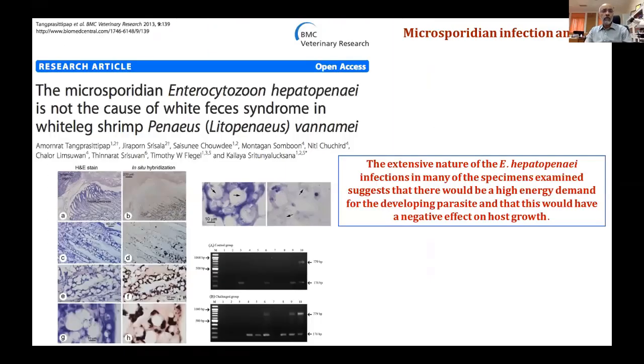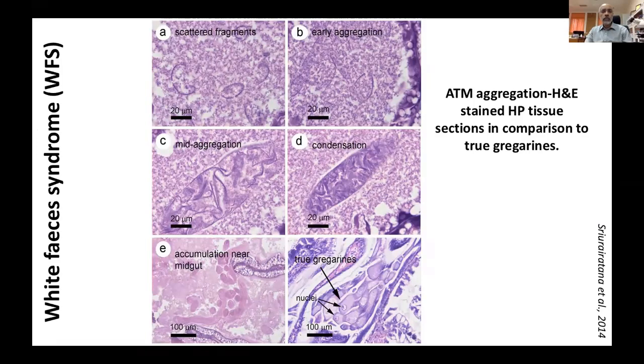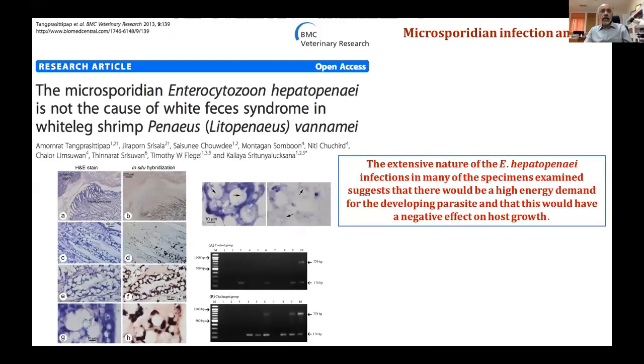So what I want to tell you here is that, though there is a tremendous amount of research going on looking at the histopathology and at different pathogens associated with it, white feces syndrome is still elusive in terms of a precise etiology, a precise pathological agent. Now, as I mentioned, Enterocytozoon hepatopenaei, and researchers have done a lot of studies on Microsporidium.